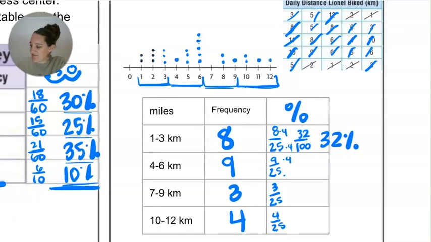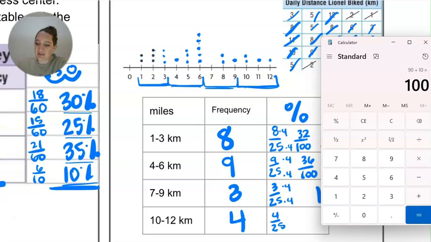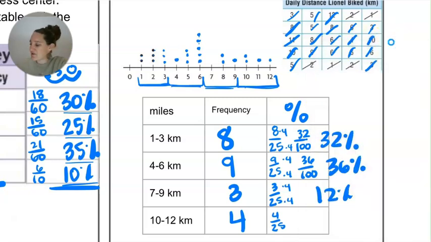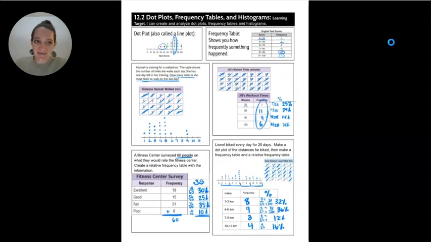Okay, times by 4 would give us 36 over 100, which is 36% of the time he biked between 4 and 6 kilometers. 12% of the time, because I times by 4, he biked 7 to 9 kilometers. And then if I wanted to turn it into a decimal, I could go 4 divided by 25 and get 16 hundredths or 16%. Okay, so that is how you do dot plots and frequency tables.